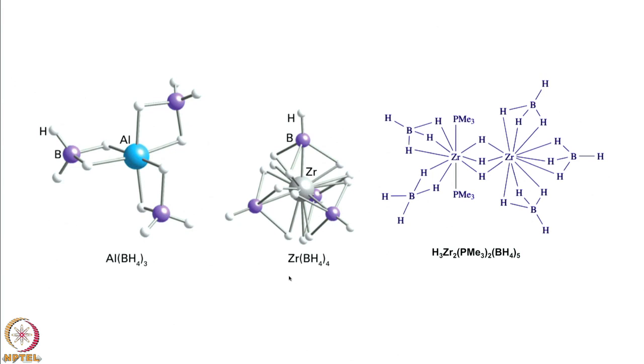Similarly, we have tetrakis(tetrahydroborato)zirconium. Here, surrounding zirconium we have 8 hydrogens. As a result, zirconium is at the center of an anti-square prismatic geometry, and one can also see zirconium having as many as 8 coordination. A couple of them are trimethylphosphine and the rest of them are tri-bridging boron hydrides in this way.